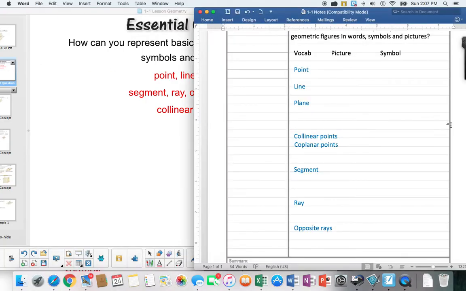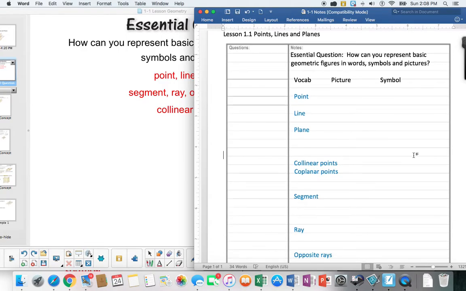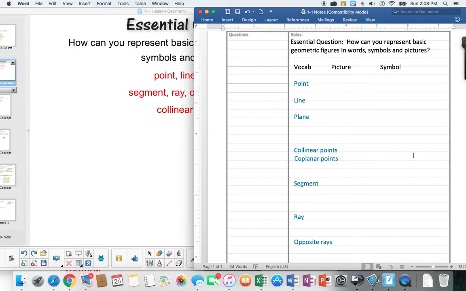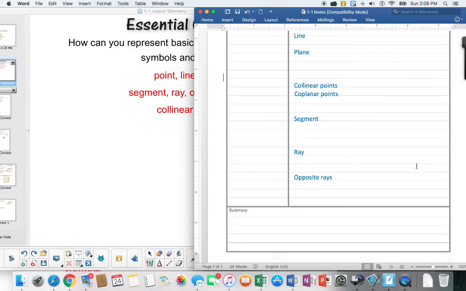Take a minute to get your notebook ready. 1.5 inches margin for the questions, and the rest should be for the main idea, notes. Label the top of the page with the name of the lesson. Write the essential question. Set up the chart form because we're going to have vocabulary, so you can have a column for vocab, a column for picture, and a column for symbol. At the bottom of the page will be a spot for your summary.